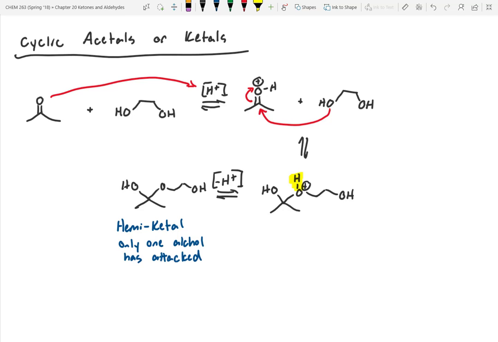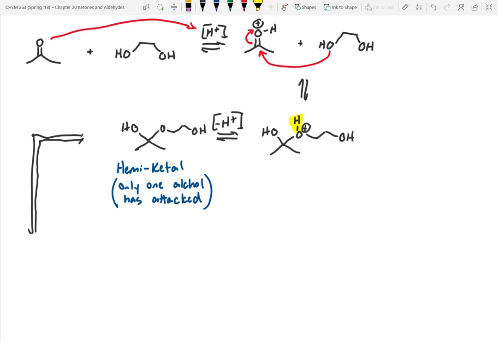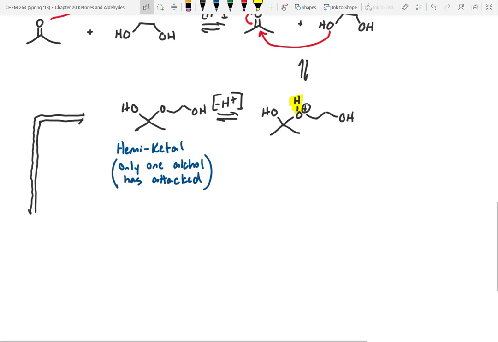Meaning only one alcohol has attacked. We're only halfway there. Okay, so in our next step, again, to complete the proton transfer, I'm going to draw my equilibrium arrows. Sorry, that looks kind of bad. I don't know if that's any better, but you get the idea. We're going to add in a proton to the other oxygen, so it's going to steal this proton.